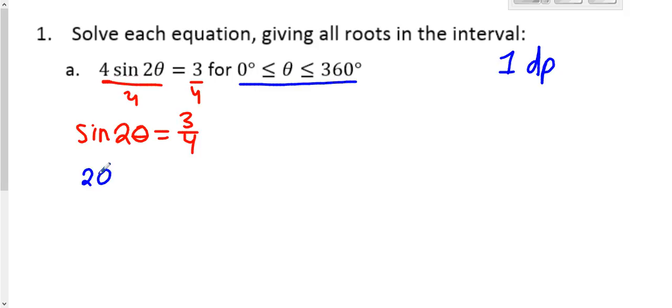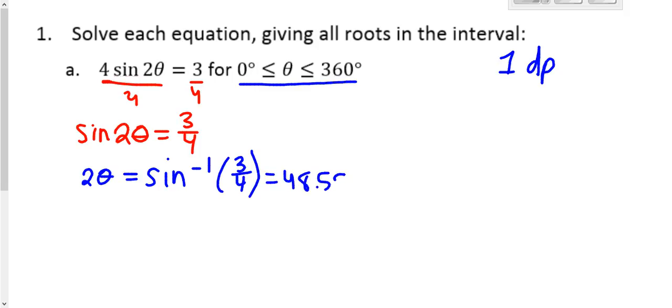So 2 theta is equal to the sine inverse of 3/4 will give us 48.5903. Make sure that your calculator is in degree mode because we are working with degrees.